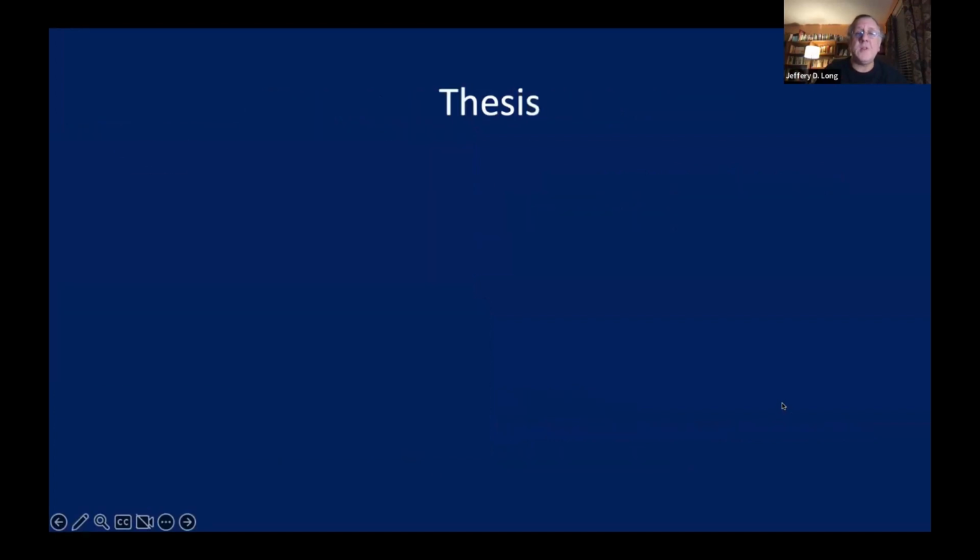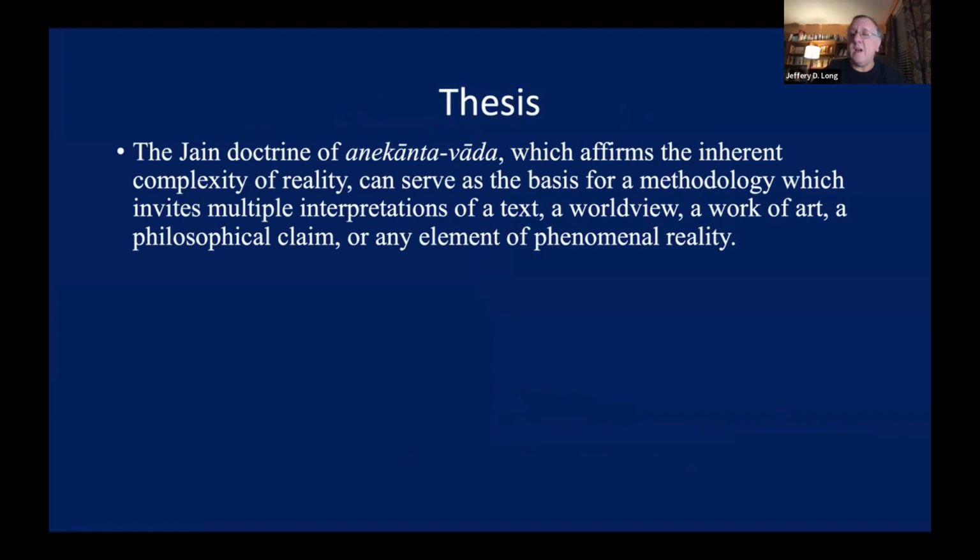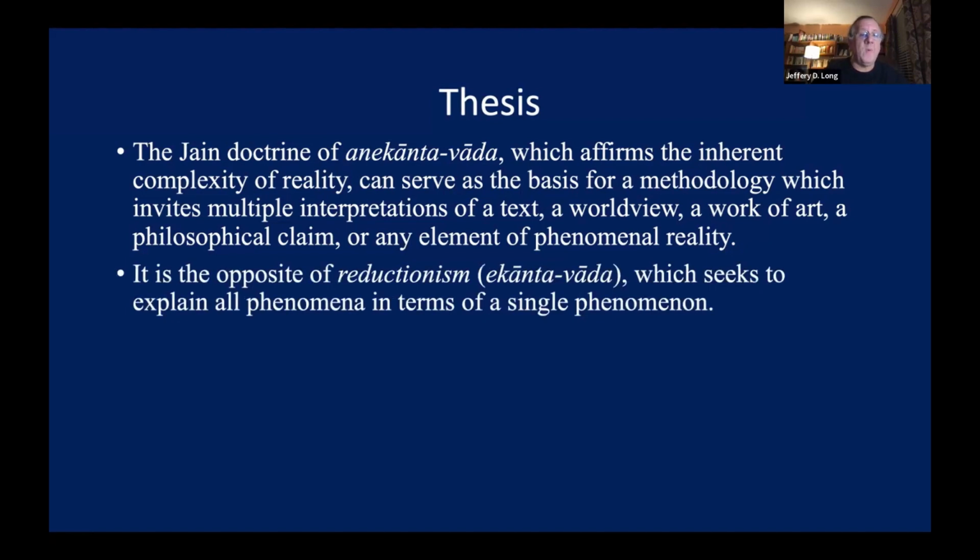So first, what is my thesis? The Jain doctrine of anekantavada, which affirms the inherent complexity of reality, can serve as the basis for a methodology, a way of approaching anything really. It invites multiple interpretations of a text, a worldview, a work of art, a philosophical claim, or any element of phenomenal reality. It is the opposite of what is often called reductionism. In Jain terms, that would be ekantavada, the idea that things are only one way. It seeks to explain all phenomena in terms of one single phenomenon.